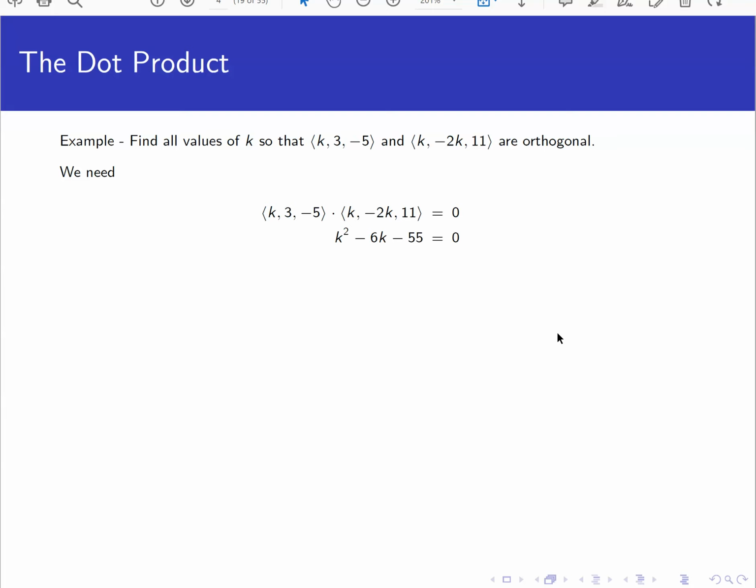Taking the dot product, we get the equation k squared minus 6k minus 55 is 0. That factors nicely as k plus 5 times k minus 11. So k would have to be negative 5 or 11. So for those two values, the vectors are orthogonal to one another.